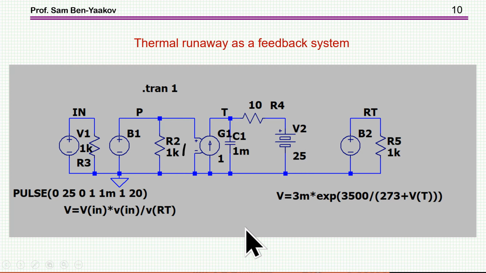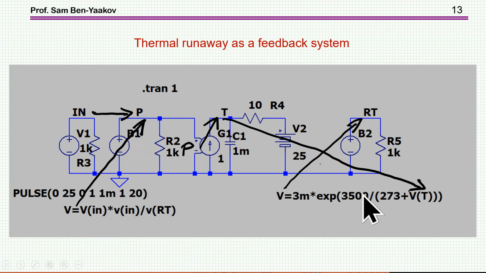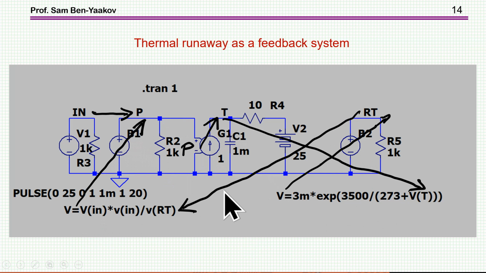Now, the point is that thermal runaway, as I have said, is a feedback situation, a positive feedback, as a matter of fact, on stability. So let's see where this feedback loop is. I'm starting with power. This is the power, which is generating a temperature, which in turn changes the resistance. And this resistance then changes the power. So here it is. This is the feedback loop throughout the system.